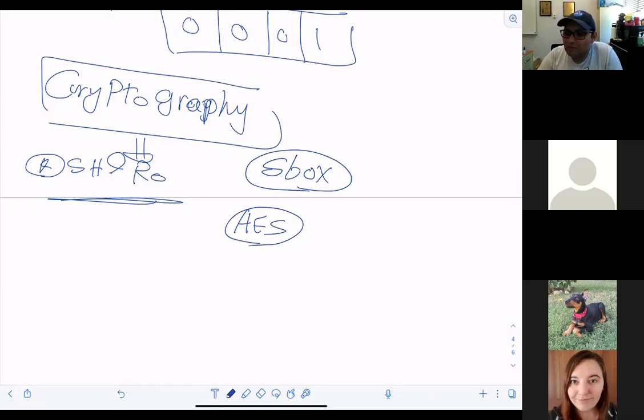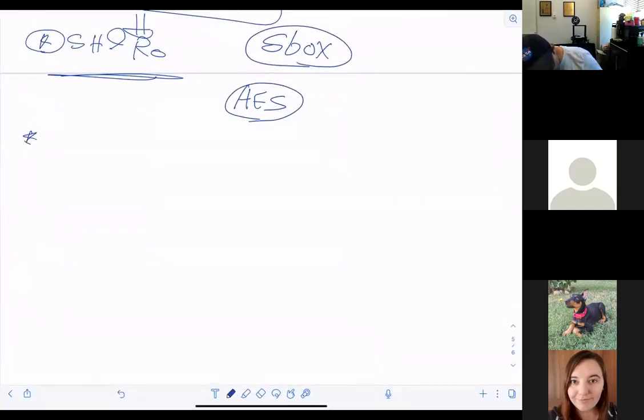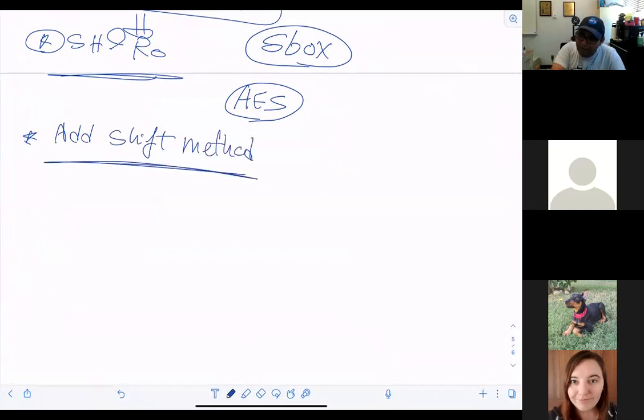Anyway, what other application? Imagine what other application we use shifting for. Multiplication. Can you imagine? Yeah, you shift it left. There is a very famous methodology used in multiplication. It's called the add-shift method.